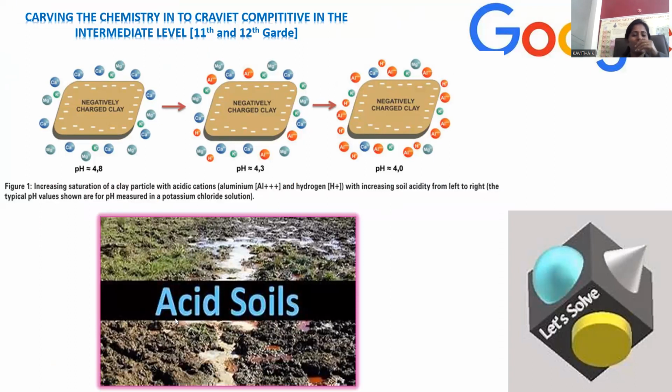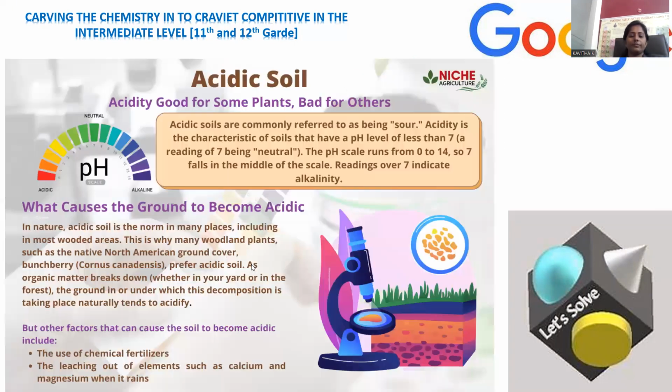So soil is said to be acidic. Any soil is said to be acidic whose pH is in the range of pH 4, or pH 4.3, like this. Whenever pH is less than 7, we can say the soil is acidic in nature, right? How can we test this? Soil can be taken and its pH can be monitored. If pH is less than 7, you can identify it as acidic soil.